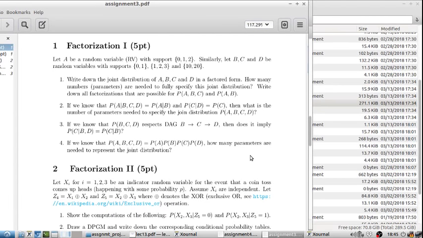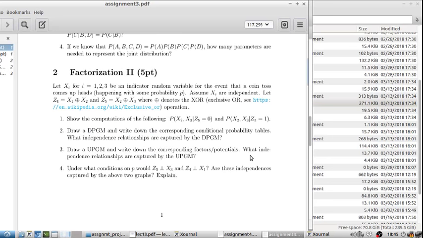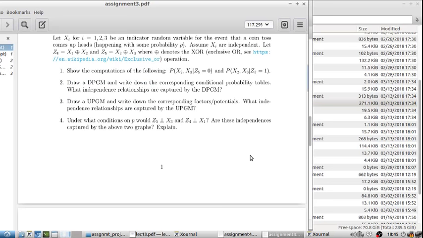Yeah, I'm not going to spend much time on these two questions because these are just Bayes rule. Counting the number of parameters just means the number of values that the p function takes. P is just a probability definition, right? Yeah. So maybe in this fourth question, drawing the DPGM and UPGM is easy.